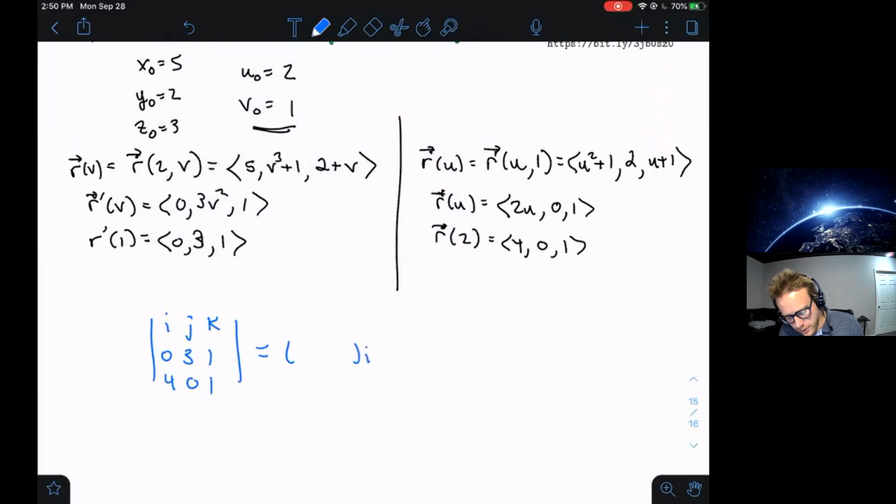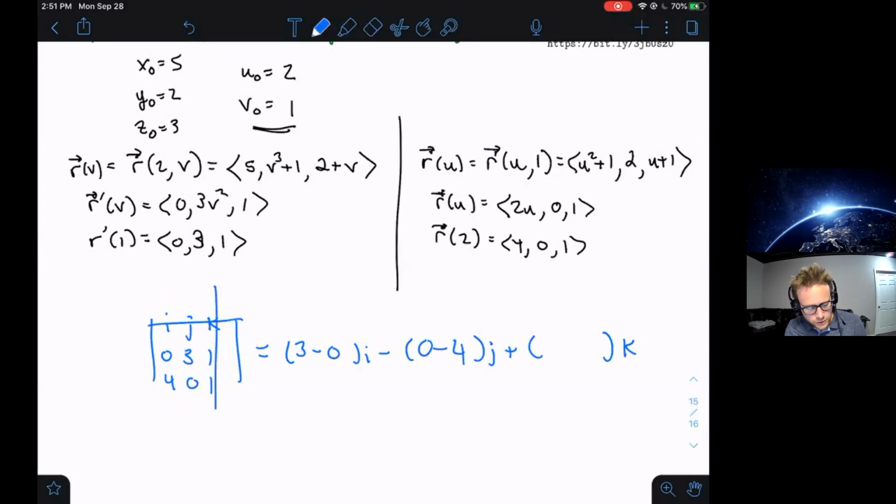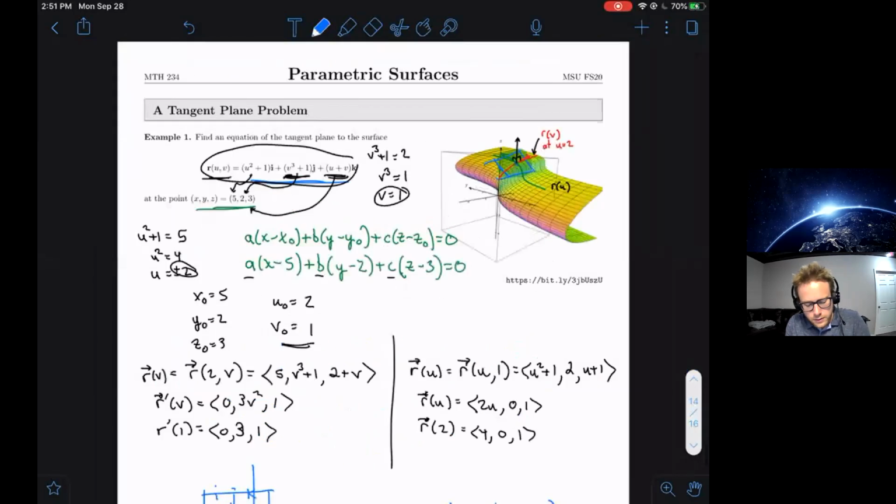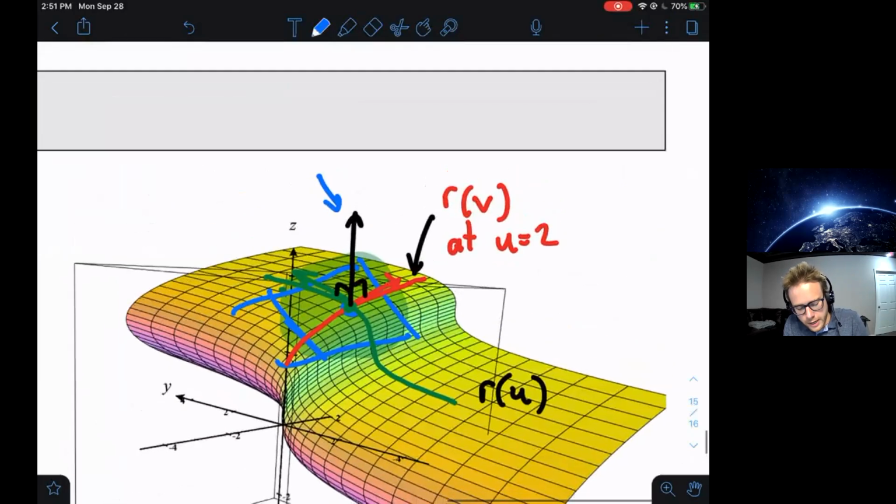When we take the cross product, we always get stuff with i's, minus stuff with j's, plus stuff with k's. Crossing off the first row and the first column, we get 3 minus 0. The first row and the second column, we get 0 minus 4. And the first row and the third column, we get 0 minus 12. So 3, positive 4, negative 12. This right here is our tangent vector. This one right here, 3, 4, negative 12.